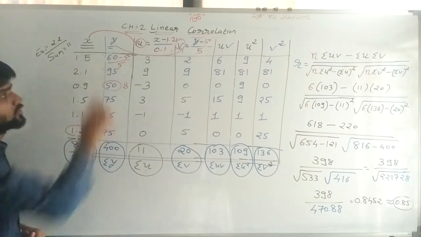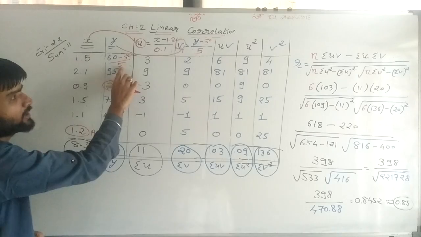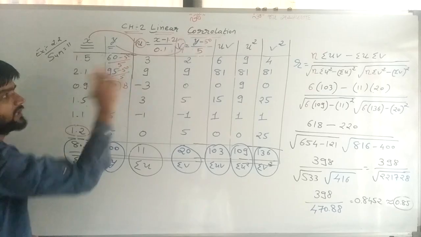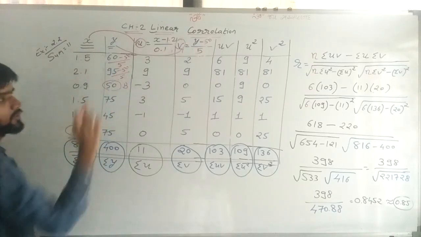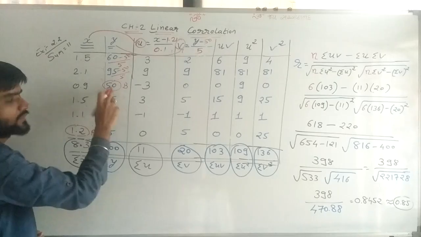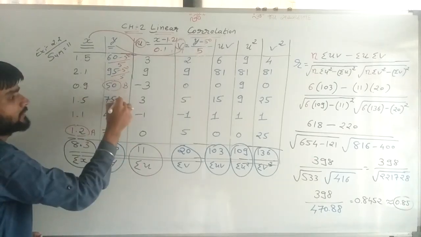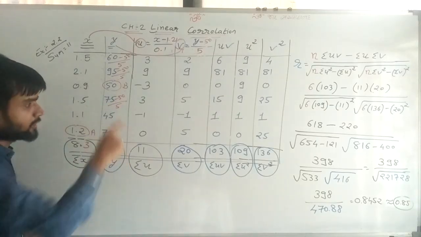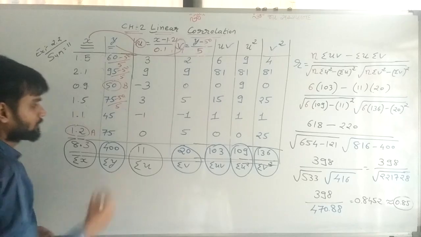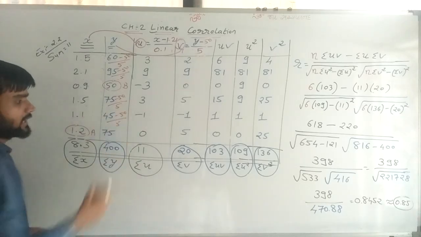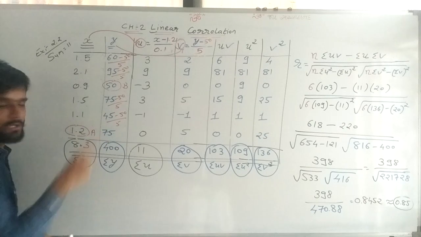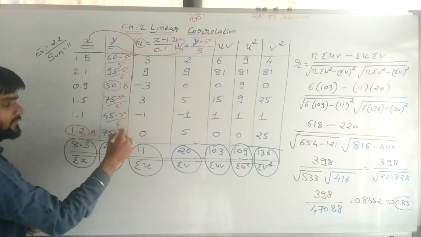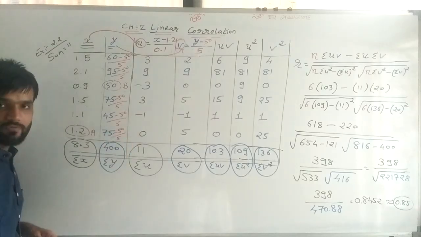So 60 minus 50, 10. 10 divided by 5, 5 twos are 10, answer is 2. Same way here, minus 50 divided by 5. 95 minus 50, 45. 45 upon 5, 9. 50 minus 50 becomes 0. 75 minus 50 divided by 5. 75 minus 50, 25. 25 divided by 5, answer is 5. 45 minus 50 divided by 5, 45 minus 50 is minus 5. Minus 5 upon 5, minus 1. 75 minus 50 upon 5.